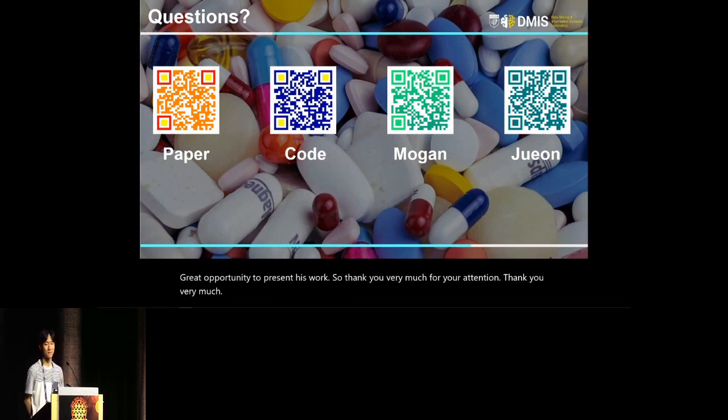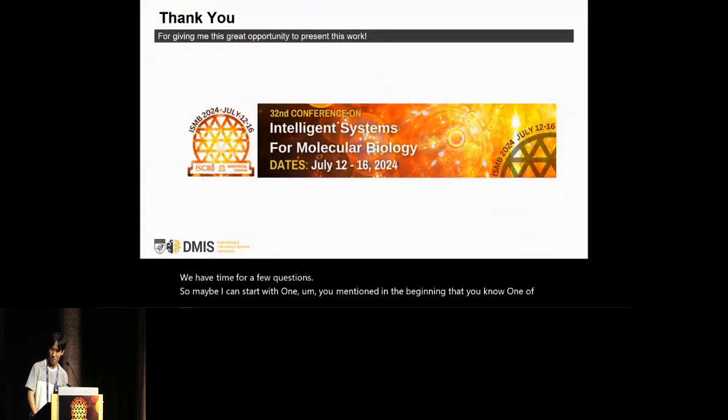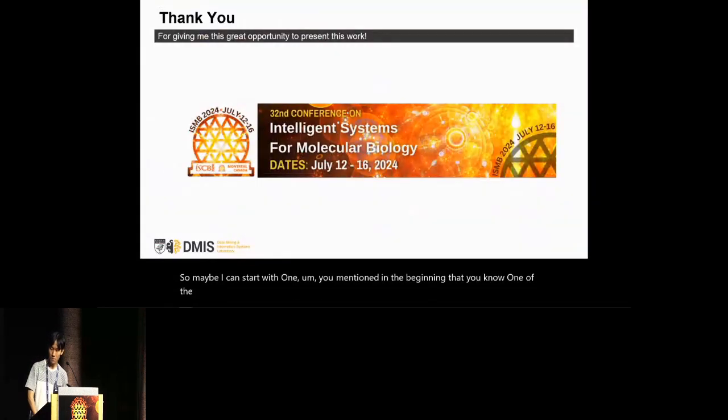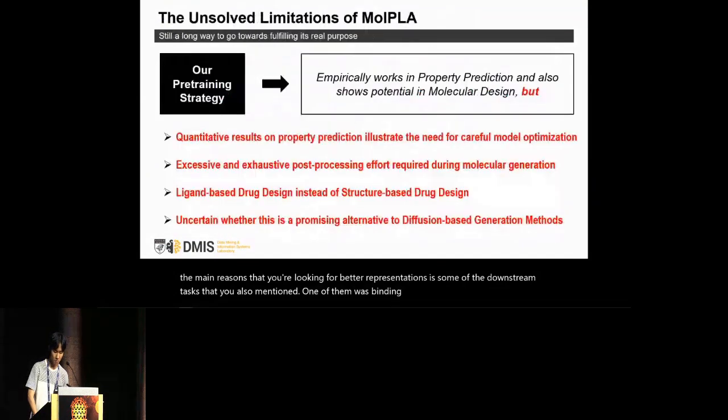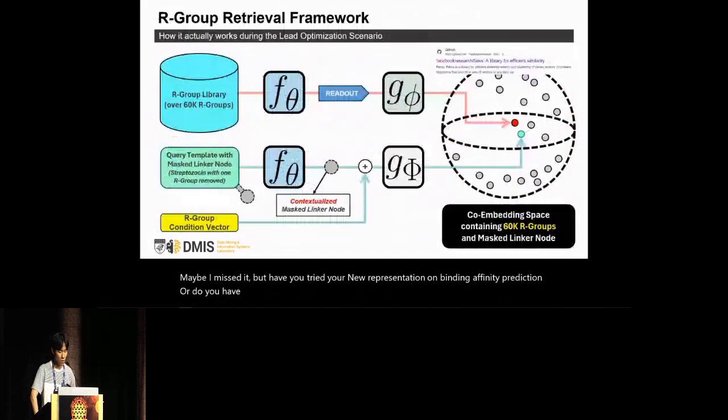We have time for a few questions. So maybe I can start with one. You mentioned in the beginning that one of the main reasons that you're looking for better representations is some of the downstream tasks that you also mentioned. One of them was binding affinity optimization and prediction. Maybe I missed it, but have you tried your new representation on binding affinity prediction, or do you have plans on performing that kind of task?